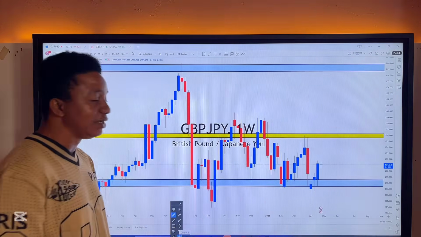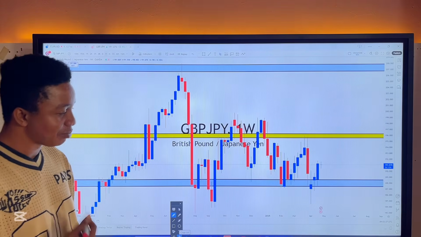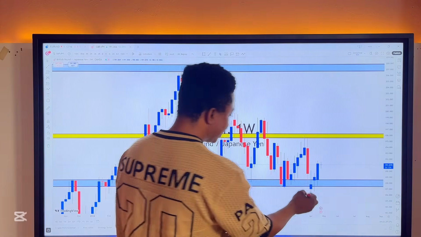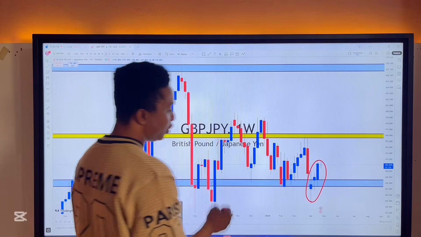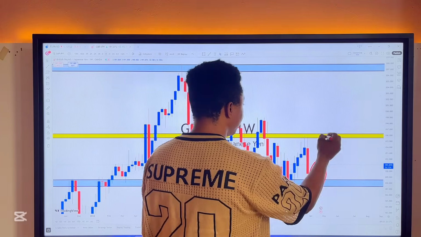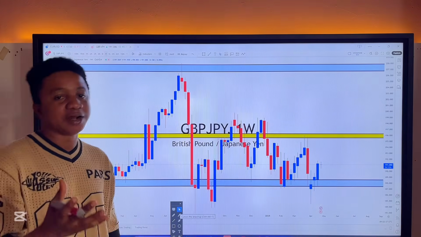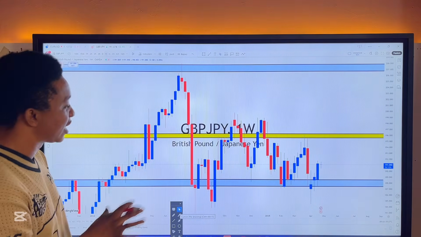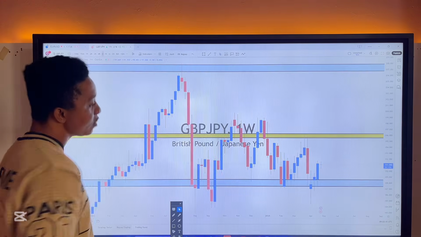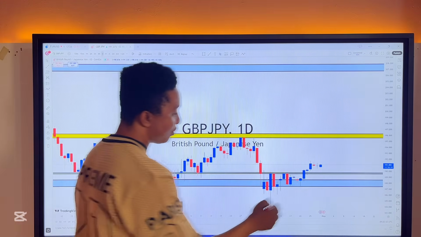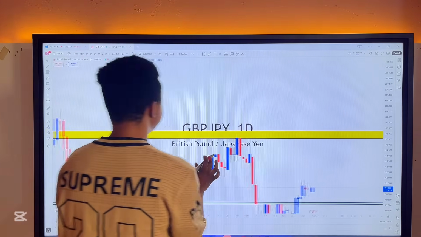Do we see any clues here on the weekly that are telling us the price will go up? Yes, I can see some bullish spinning bars over here, which are all indications that the price is moving all the way to the upside. All right, let's take it all the way to the daily time frame where we can put more meaning into this technical analysis. All right, so this is the daily time frame of GBP JPY.